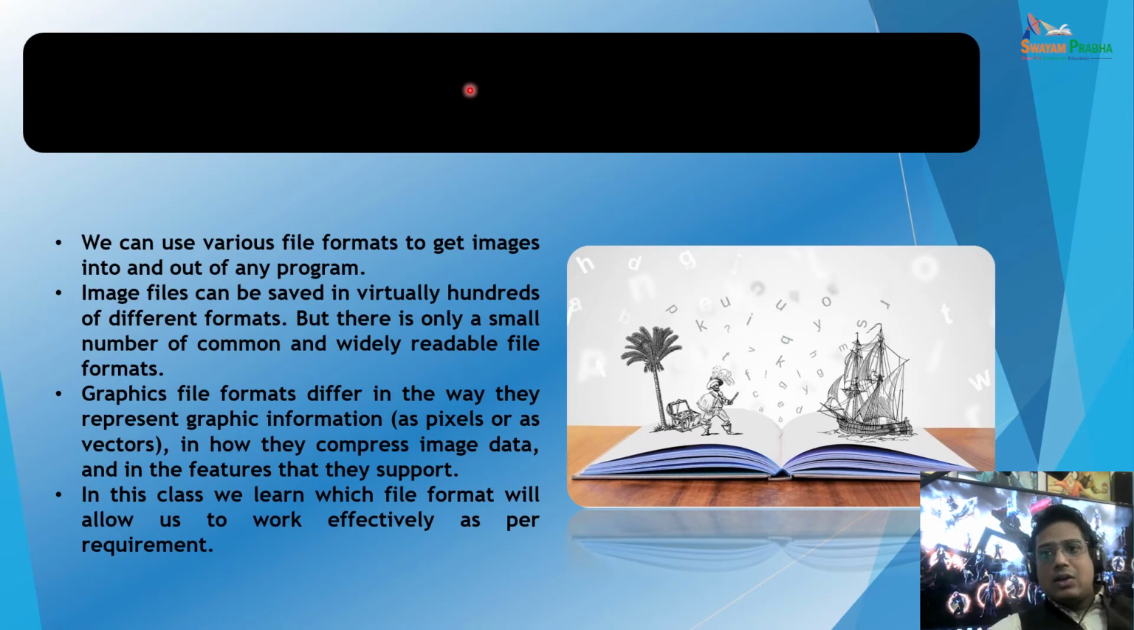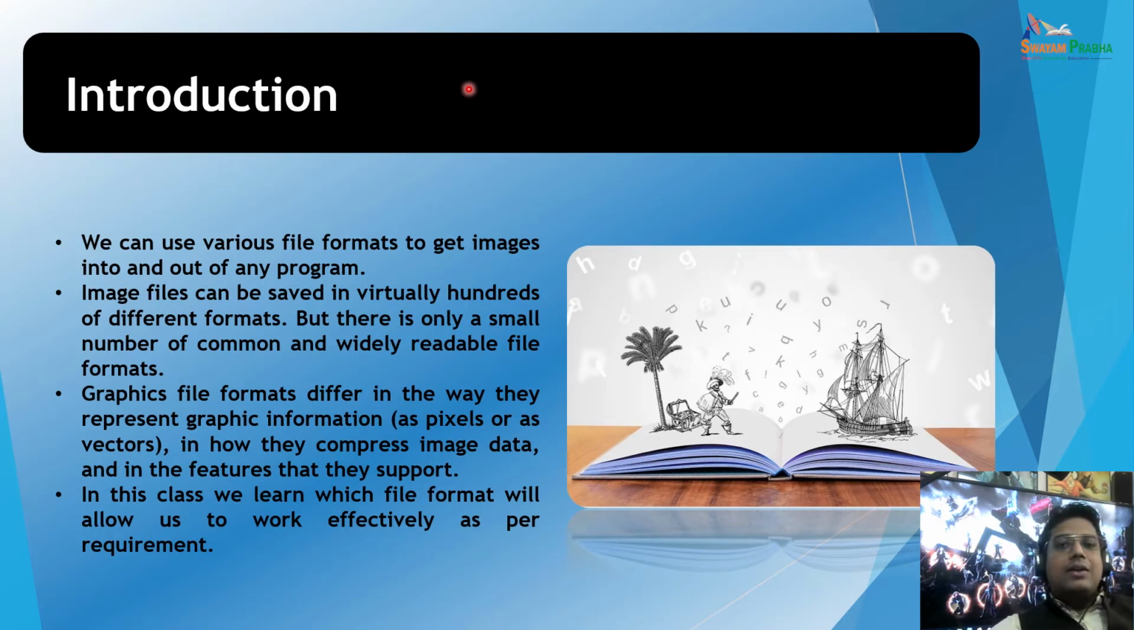As I told you earlier also, we can use various file formats to get images in and out of any program, right? For example, if you have worked with the MS Paint application, a very native image software available on Windows machines, and you have to export that data to open in Word, then you can't save that file directly from Paint in docx format. You can save that file in an image file format like JPEG or bitmap, and later in MS Word you can import that bitmap as an image and use it, right?